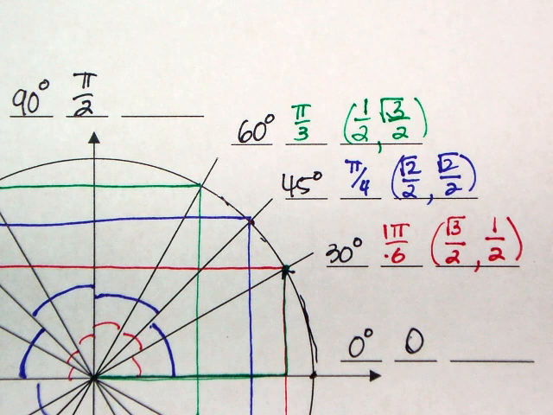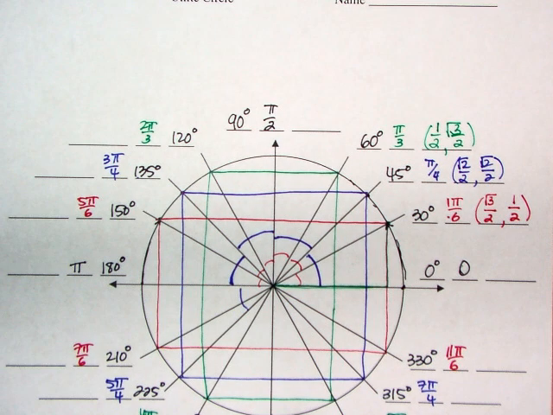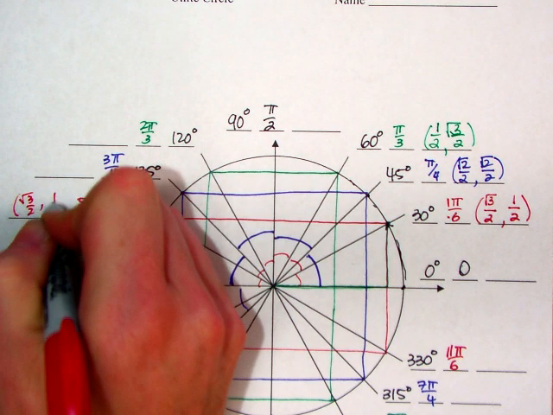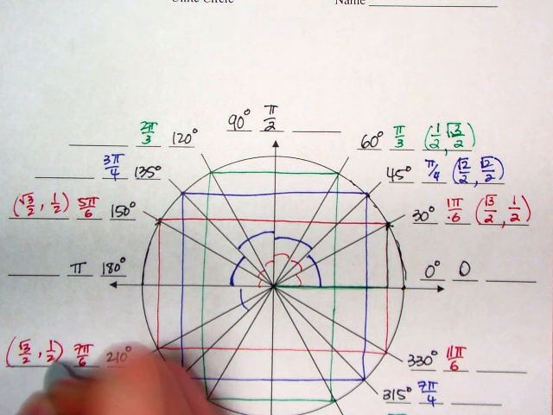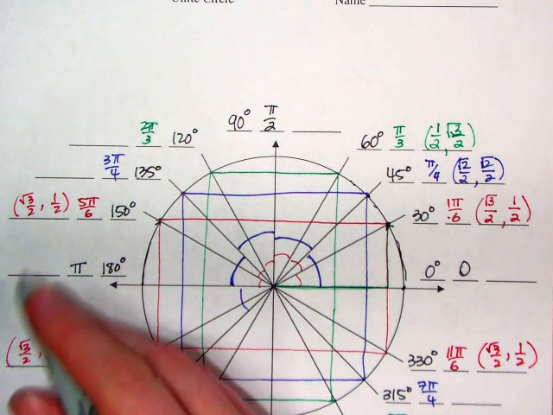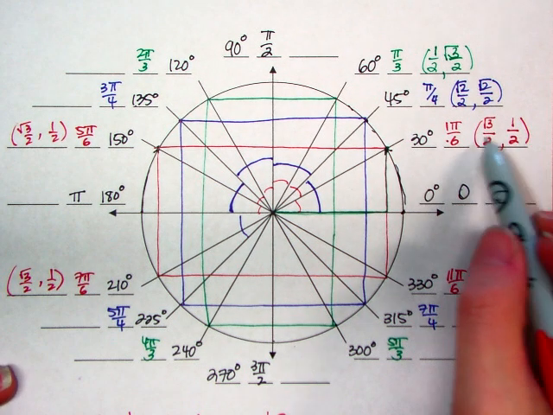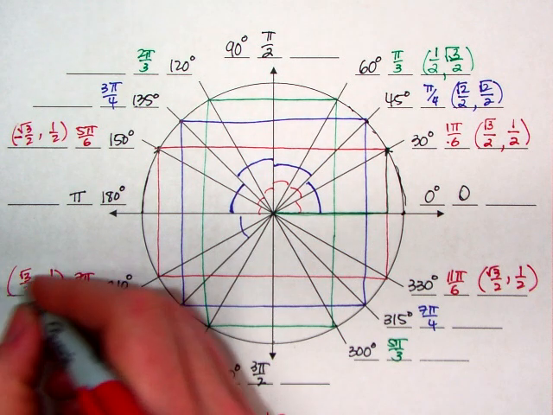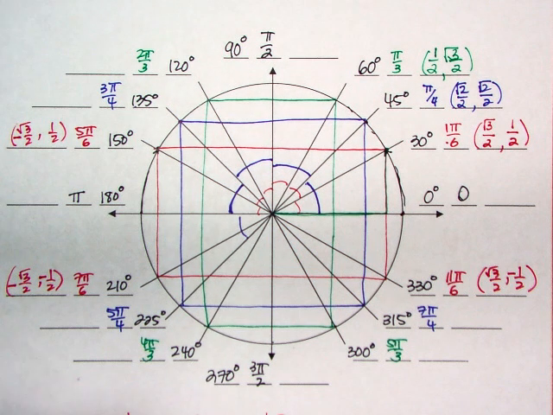Okay? So going around the circle, we're just going to take those numbers and repeat them around the circle. So every 30 degree will be square root of 3 over 2 and a half. The only thing that's going to change is if it's positive or negative. So as you go around the circle, you can fill in all the values. They all have to be the same. And then all you're going to do is determine if it's negative or positive. In the first quadrant, both are positive. In the second quadrant, your x's are negative. In the third, both are negative. And in the fourth, your y's are negative.